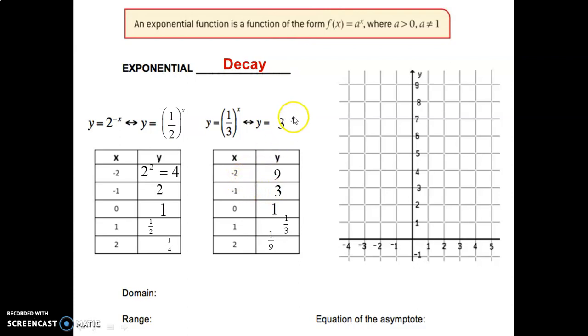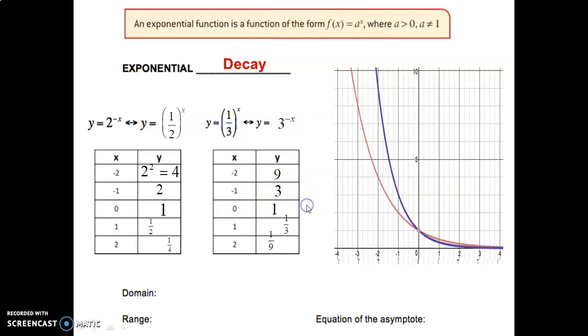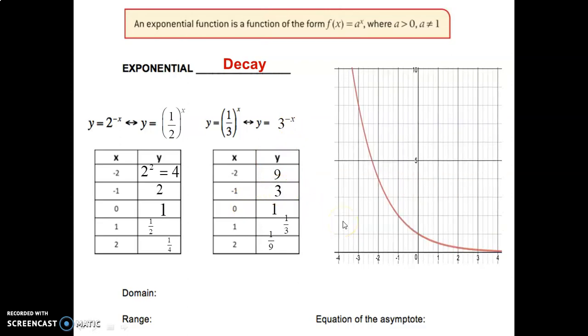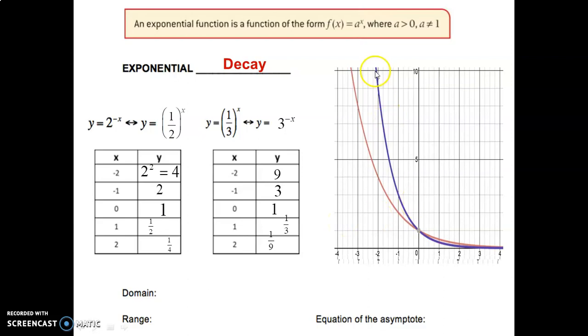Again, if you put -2 in here, it would become 3 squared, which is 9. If you put -1 in there, it would be 3 to the first power, 3, and so on and so on. So there's our two graphs. There's the first one, there's the second one. Notice they're going down, down, down, down. So this is exponential decay.